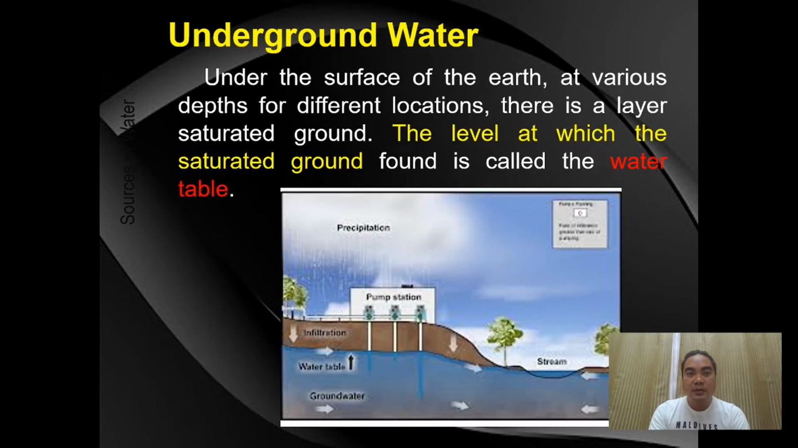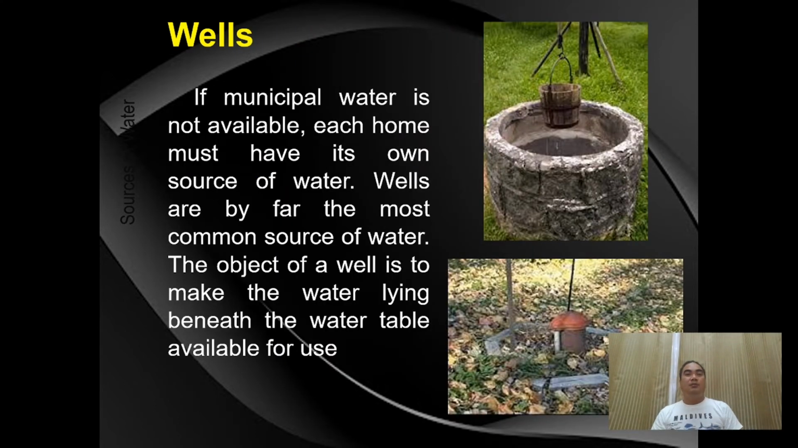Underground water: under the surface of the earth, at various depths for different locations, there are layers of saturated ground. The level at which the saturated ground is found is called the water table. Nakita natin sa image, may groundwater, may water table tayo doon, may stream, may infiltration. Later, ma-discuss natin infiltration. Pump station. So wells: if municipal water is not available, each home must have its own source of water. Wells are by far the most common source of water.